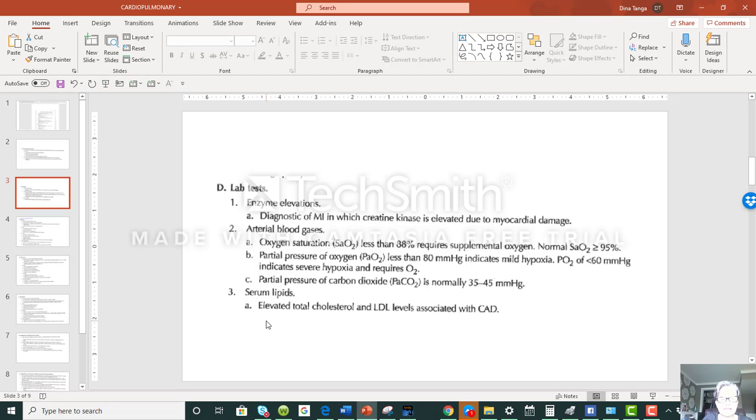Another lab test is a serum lipid test, and it's going to show your total cholesterol and your LDL levels. Elevated total cholesterol and LDL levels are associated with coronary artery disease.